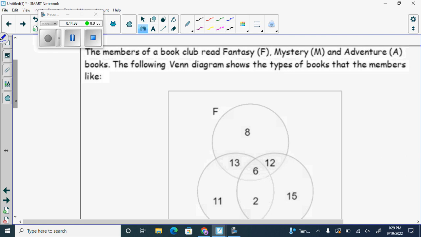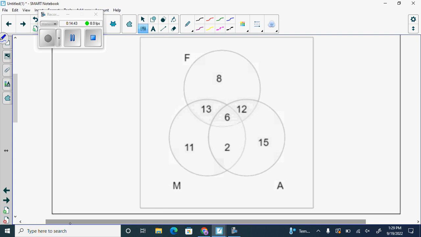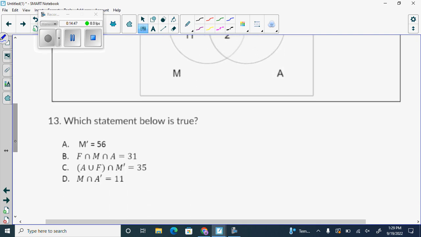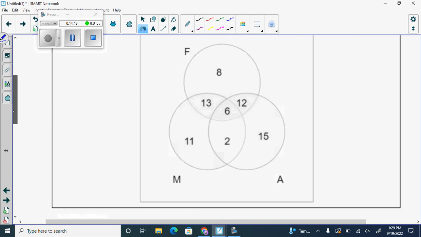This one here, the member of a book club, F, fantasy, M, mystery, A, adventure. The following are represented. Then here it says, which of the following are true? Below is true. Not M. Not M. I cover up M and I get 15, 12, and 8, which is 27, 30, 5, 35. Not good.